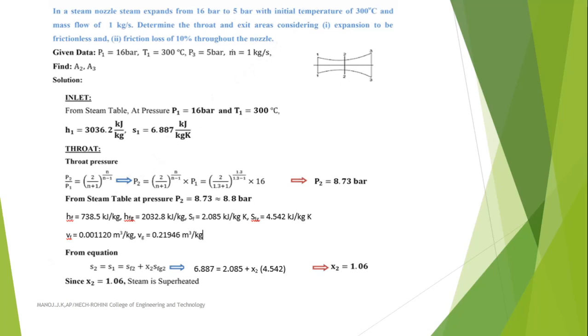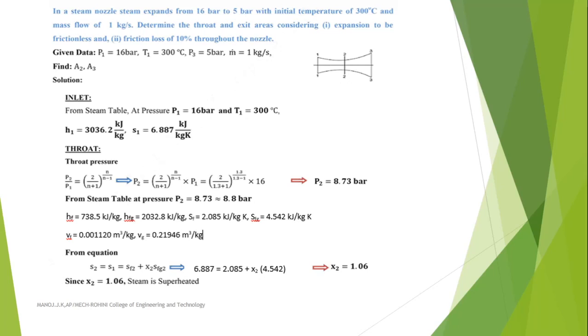So due to expansion, the 16 bar pressure becomes 5 bar pressure. That shows the pressure drop, and with initial temperature of 300 degrees C. Therefore, the initial pressure and the final pressure are given, that is, the pressure at the inlet and pressure at the exit. The initial temperature is also given as 300 degrees C. So we can identify the initial condition of the steam is superheated, because the superheated temperature has been given.